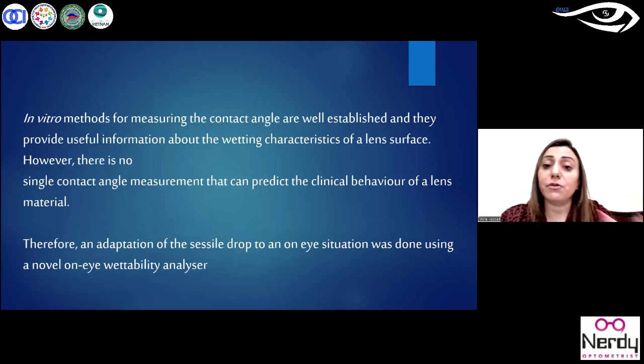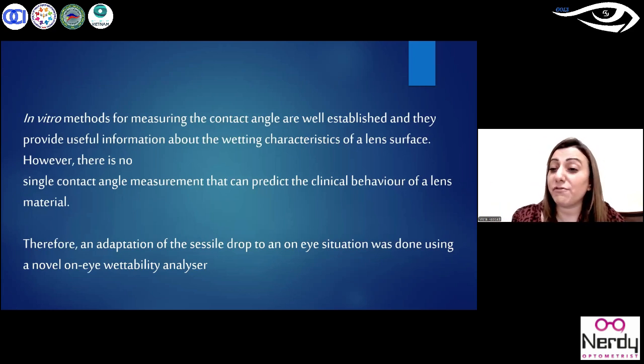So in vitro methods, they are great. They give an indication about wettability, but there have been many comments from researchers that they don't predict the clinical behavior. So if we put a lens in the lab, it's definitely not the same situation as when it's on eye. So this is why they need clinical measurements to assess contact lens wettability.